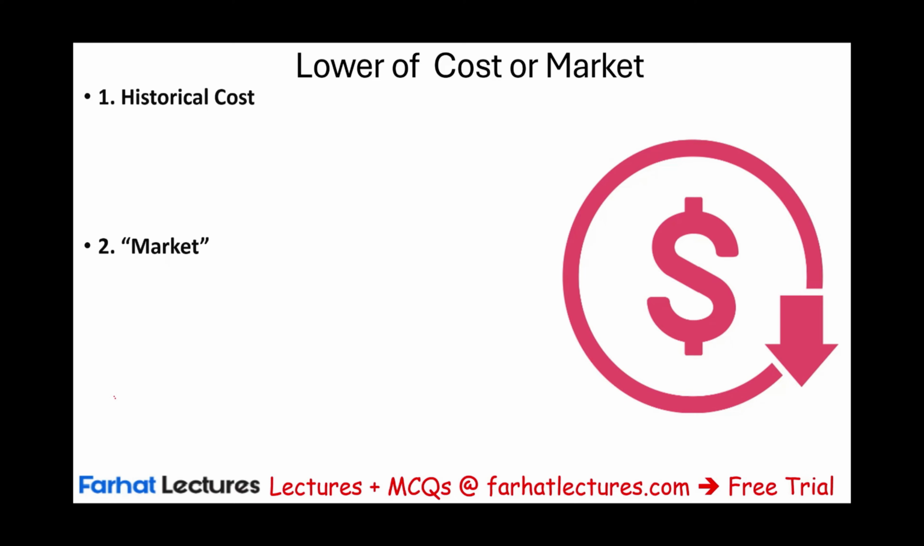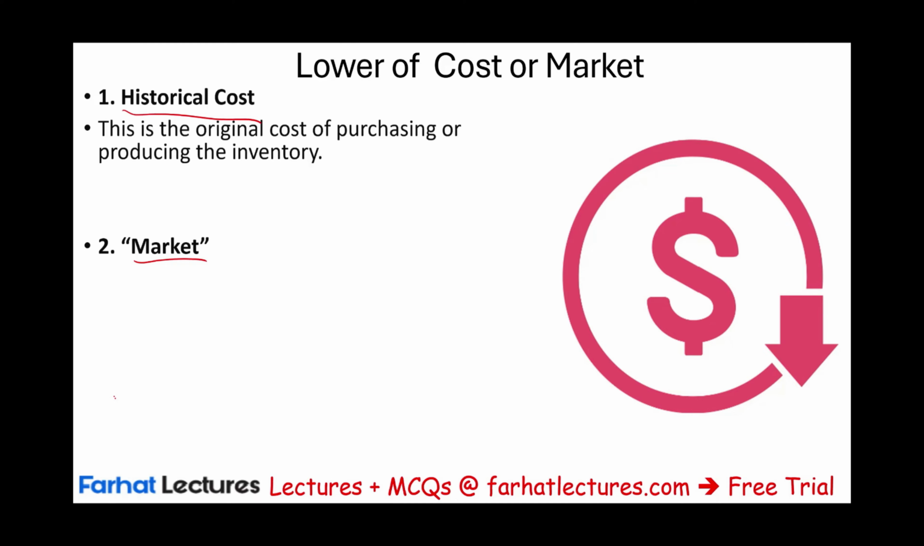So let's start by defining what is historical cost and what is market. And I notice I put market in quotation. You're going to see why. What is historical cost? Pretty straightforward. We all need to know what is a cost or historical cost of an item. It's how much you paid for this item originally. How much did it cost you? It's the original cost of purchasing or producing, whatever it costs you to produce this item.